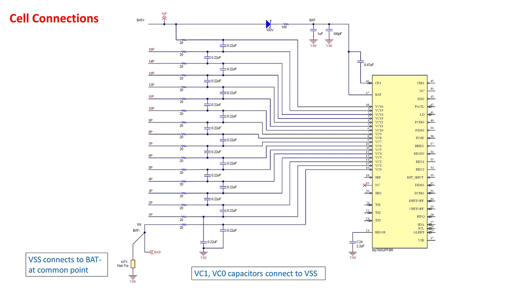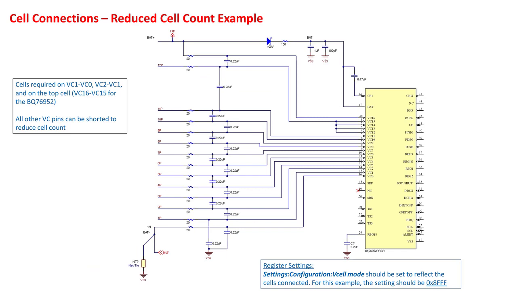Note that the cell input capacitors are all connected differentially, but the VC1 and VC0 capacitors both connect to VSS. This helps to prevent a very heavy load from pushing VC0 below VSS. Many designs do not use all of the cell inputs, so unused cell inputs can be shorted to reduce the cell count. In this example, we show how 13 cells can be connected.